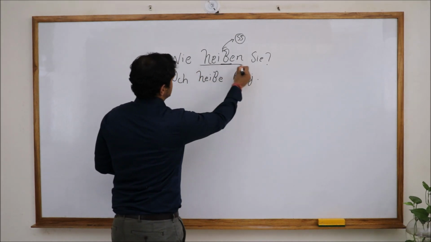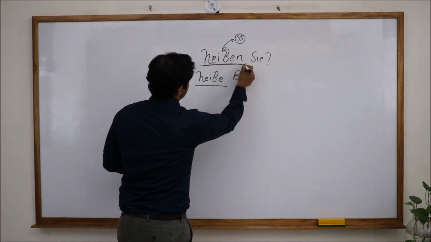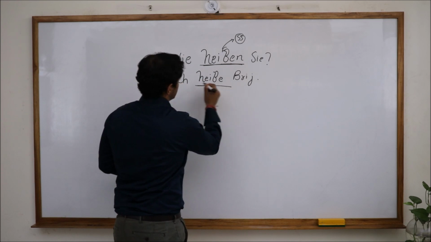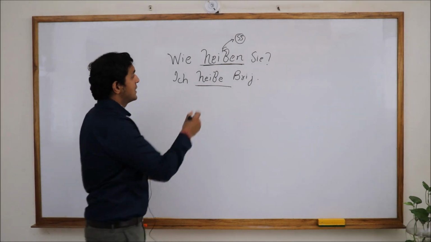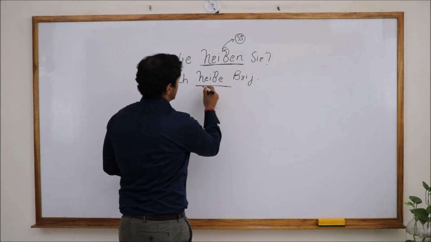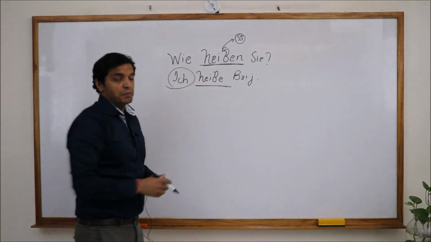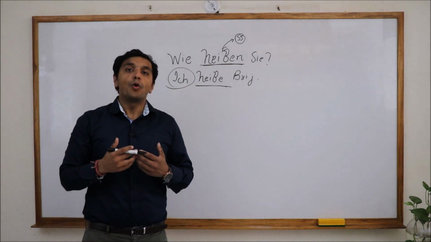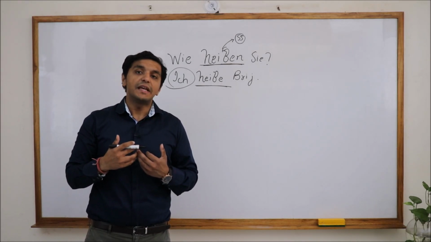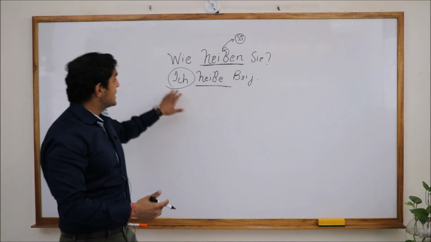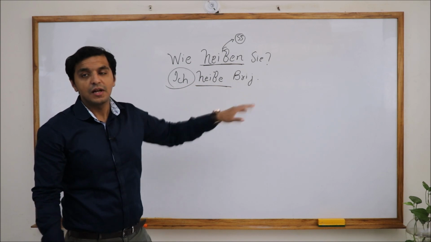Notice how the verb has changed. Heißen here has become heiße. This also tells you that heiße means called. This we'll learn in later classes is dependent on the pronoun. What do you think ich means? The question I'm asking is, what is your name? The answer is ich heiße, similar to the English I am called. So ich means I. Ich heiße, I am called Bridge.